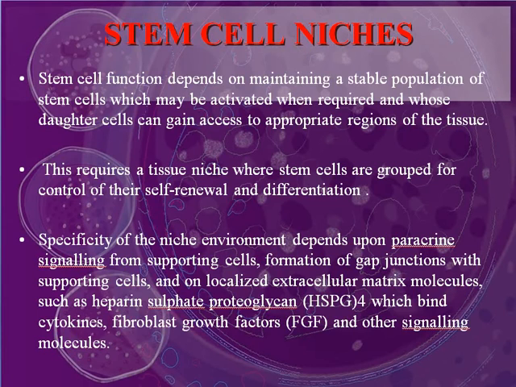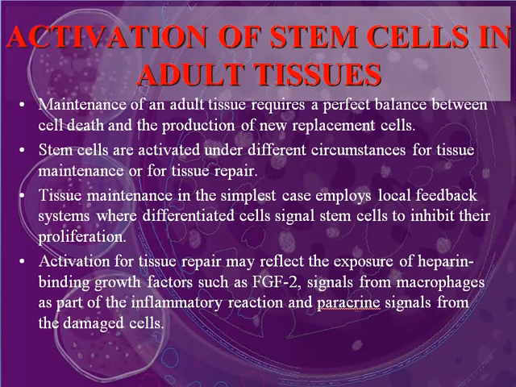So the specificity of the niche environment depends on paracrine signaling from the supporting cells, formation of gap junctions with supporting cells, and on localized extracellular matrix molecules such as heparan sulfate proteoglycans (HSPG), which bind cytokines, fibroblast growth factors (FGF), and other signaling molecules.